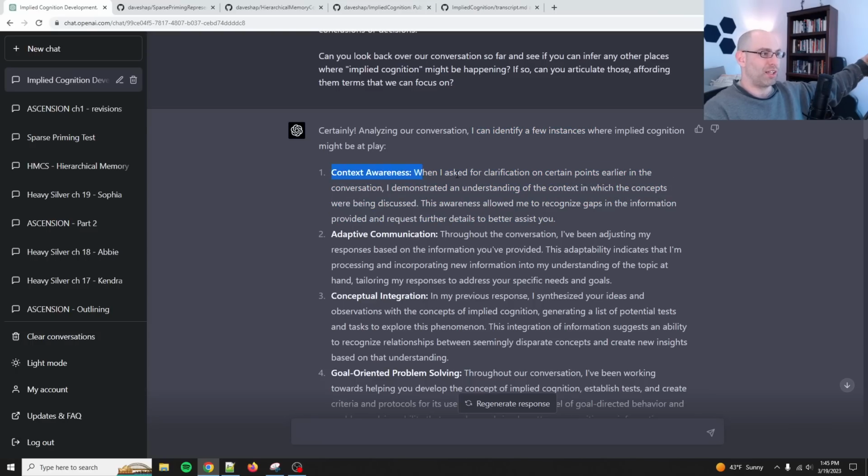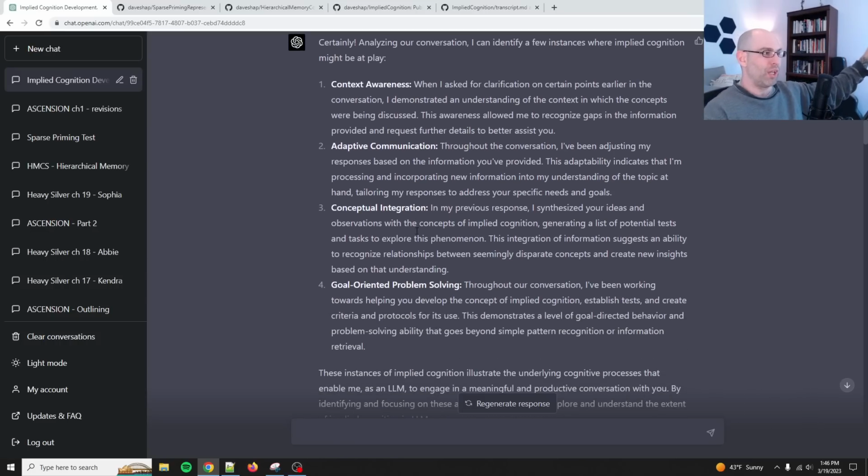And so then it says context awareness. So basically, reading the context of the conversation, it is able to understand what it means. But also, it's able to infer a lot about what's going on just by virtue of looking at the language. It adapts its communication. Now, this is in part due to the fact that this is how the model is trained. But the fact of the matter is, it does adapt its communication depending on what I'm trying to do.